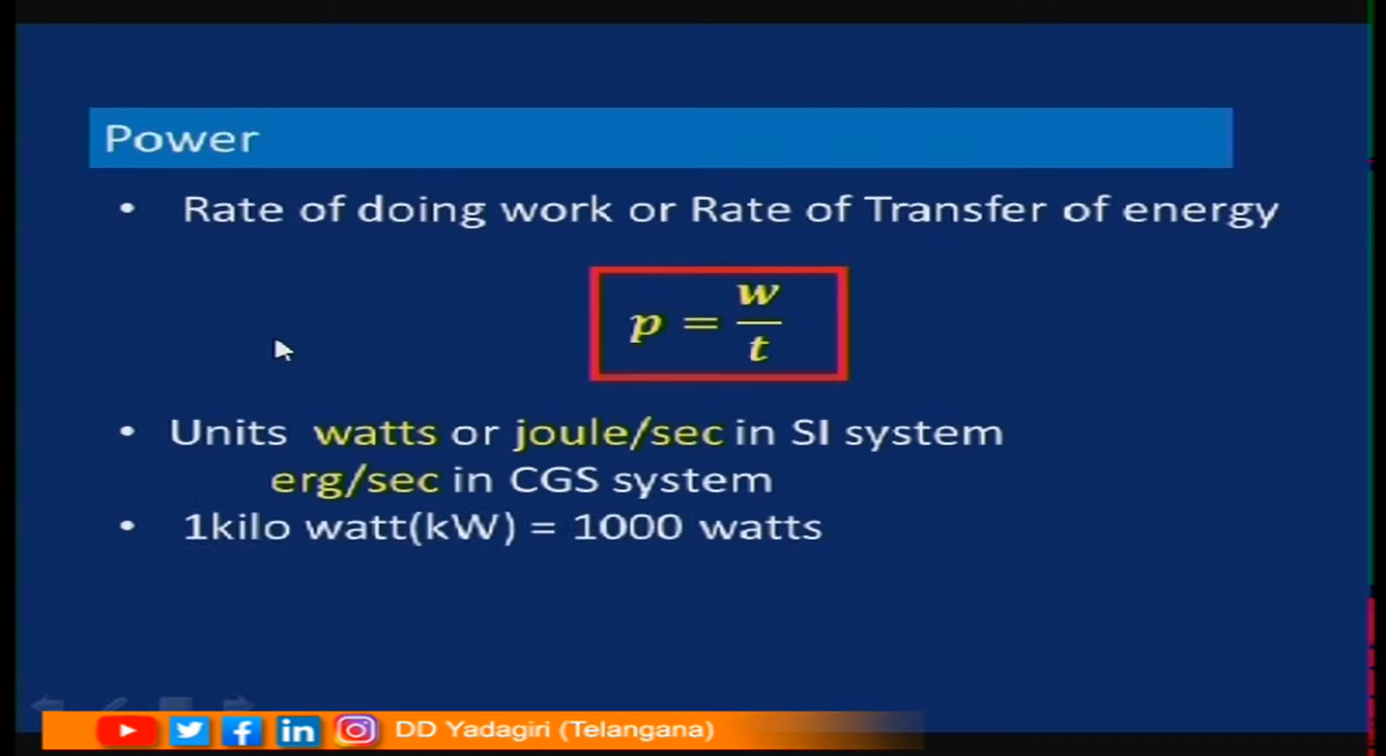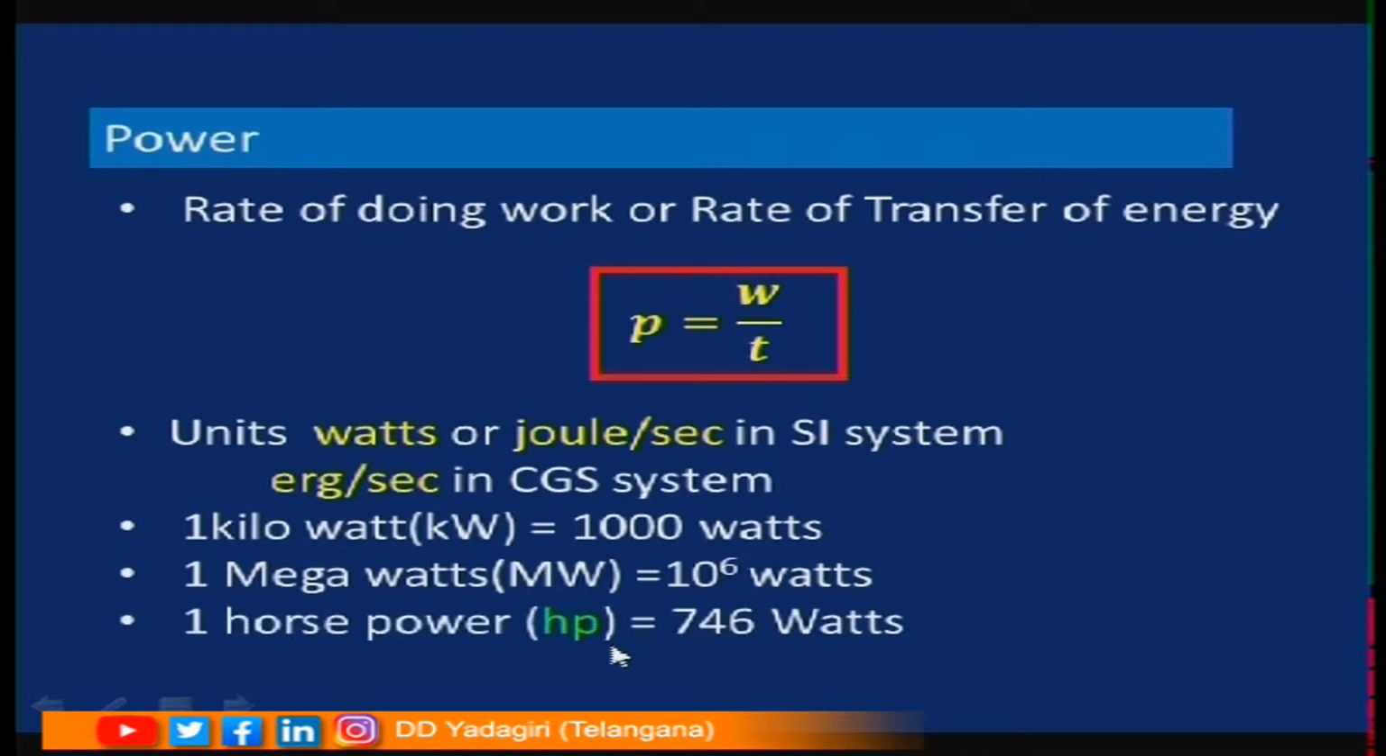We have some more units, children. 1 kilowatt equal to 1000 watts. 1 megawatt. What is mega? That is 10 to the power of 6. So, 1 megawatt equal to 10 to the power of 6 watts. Another unit is horsepower, which is symbolized with hp in lower case. 1 horsepower is equal to 746 watts.